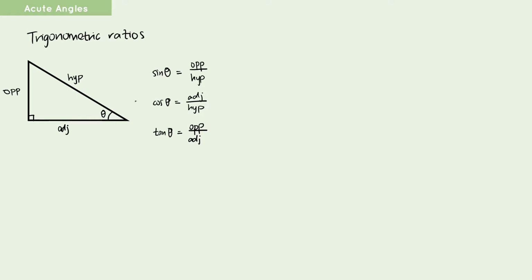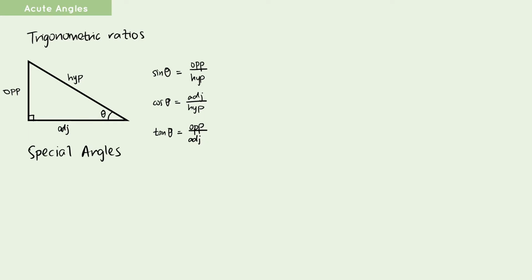To find sine theta, you just take the length of the opposite side and divide by the length of the hypotenuse, for example. Take note that these are ratios, so you're taking length divided by length. There are no units associated with these ratios.